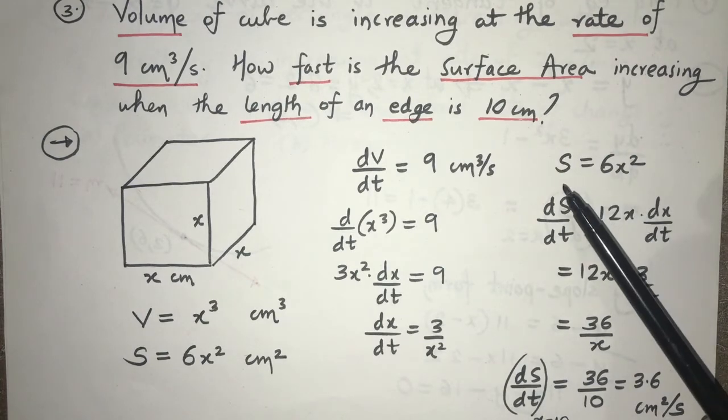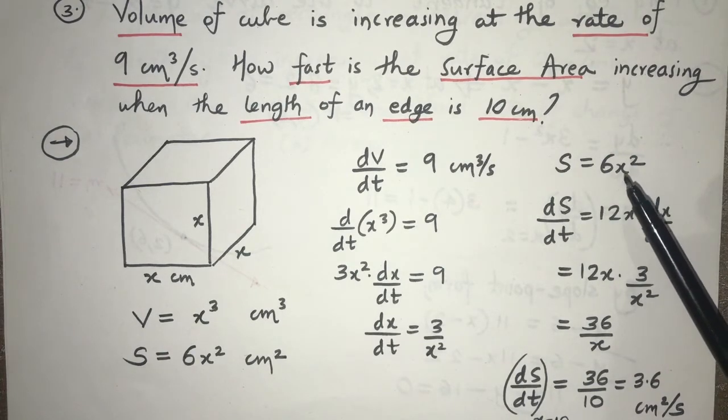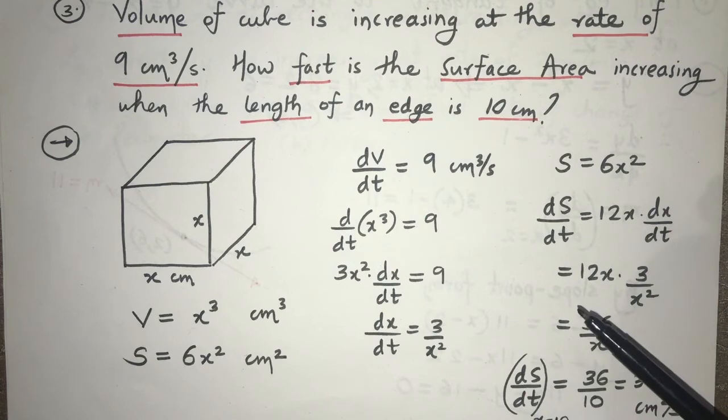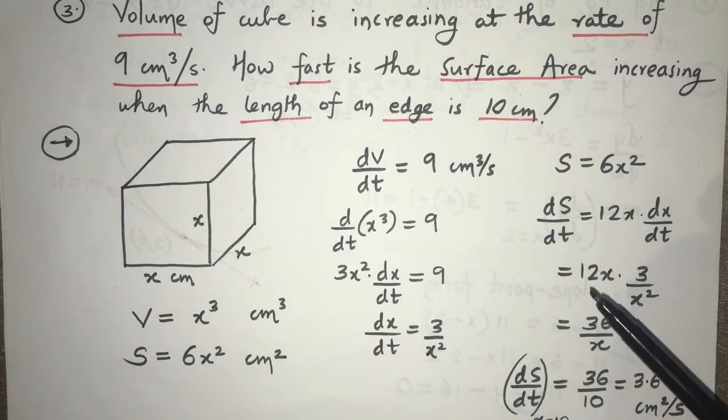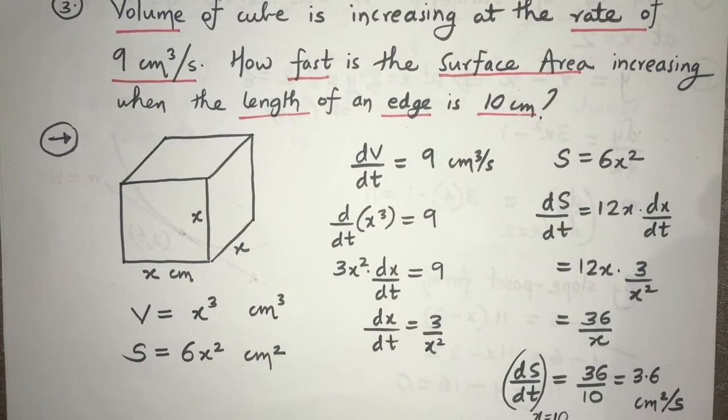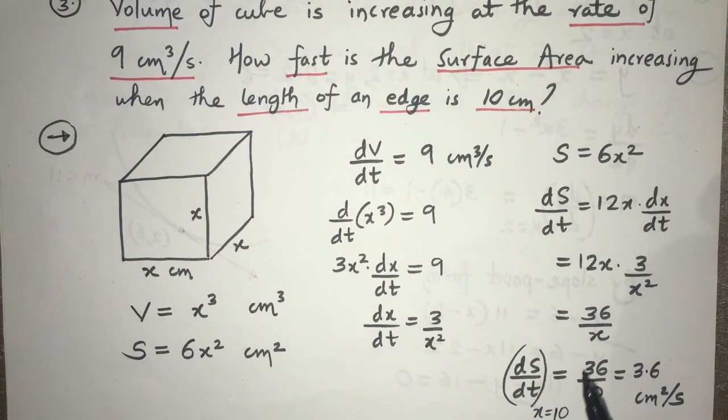Okay. Now, what is s given as? 6x square. So we are going to differentiate s, ds by dt. We get 12x dx by dt. dx by dt we put 3 by x square, and we get 36 by x. Now we have to put x as 10, right? We have to find the rate at which surface area is increasing. So when you put x as 10, 36 by 10, 3.6 centimeter square per second will come. That is the answer for the rate of change of surface area, right?